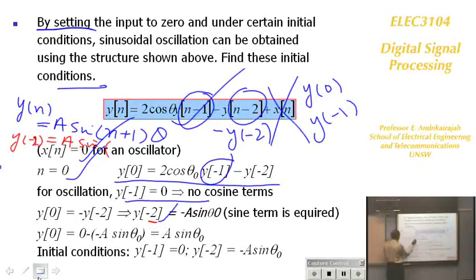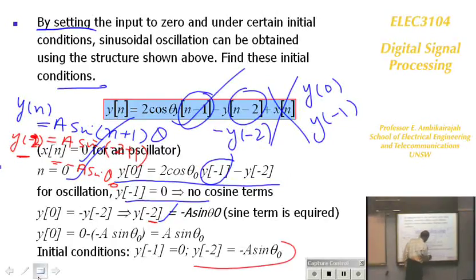Y minus 2 is equal to a sine (minus 2 plus 1) theta, that will work out to be minus a sine theta naught. That's my initial condition for y minus 2. So I know for y minus 2, that's my initial condition. I want for y1 is that. If I do those two, I'll get the oscillator oscillating.